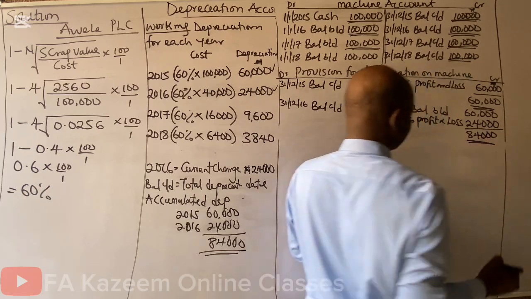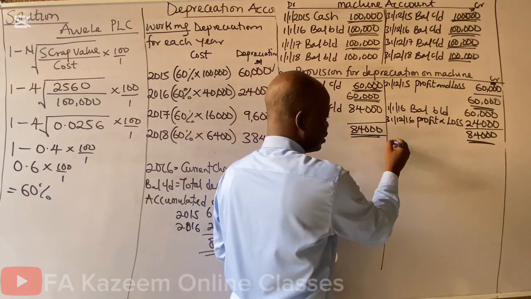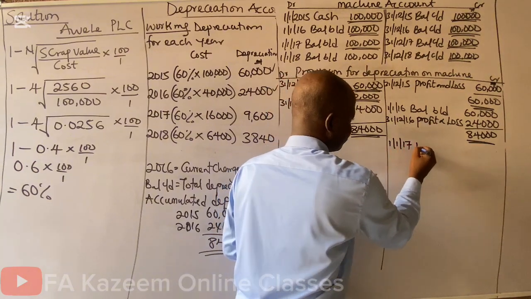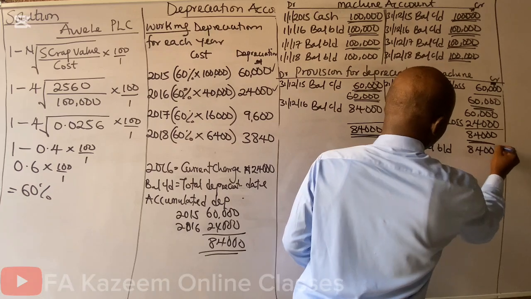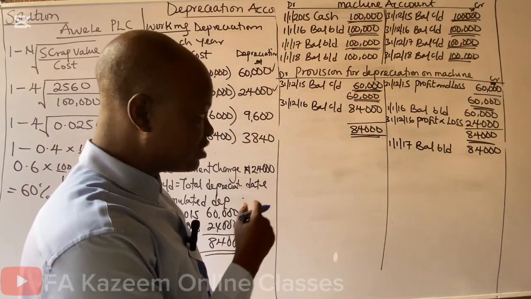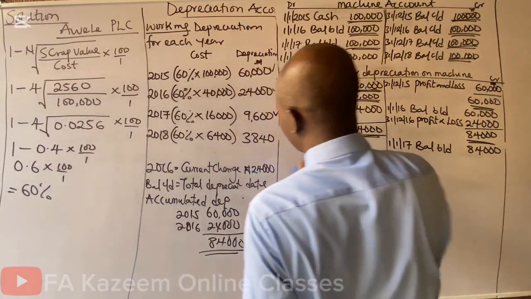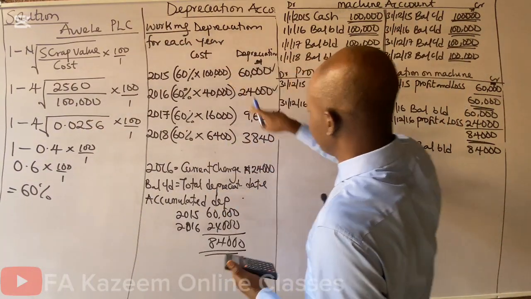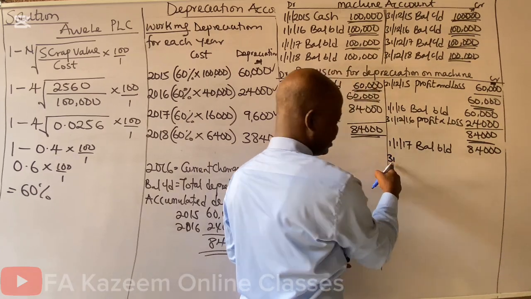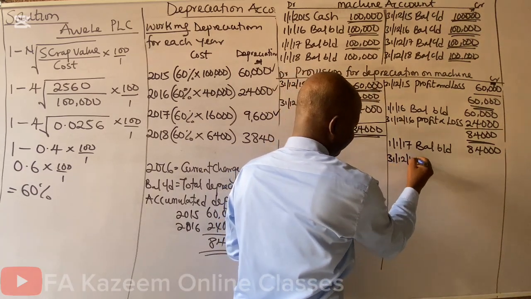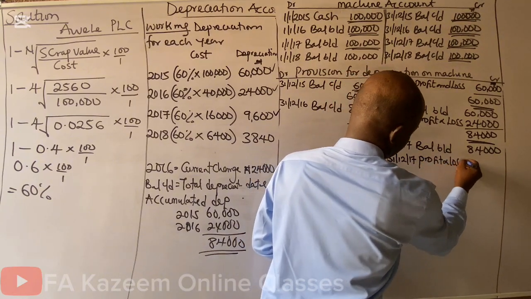Let's go to 2017. In 2017, we bring 2016 to 2017. First, 2017, we have balance brought down. That's 84,000. Now in 2017, there will be a current charge also. The current charge of 2017 by our workings is 9,600. At the end of 2017, 31st 12, 2017, we have a profit and loss.